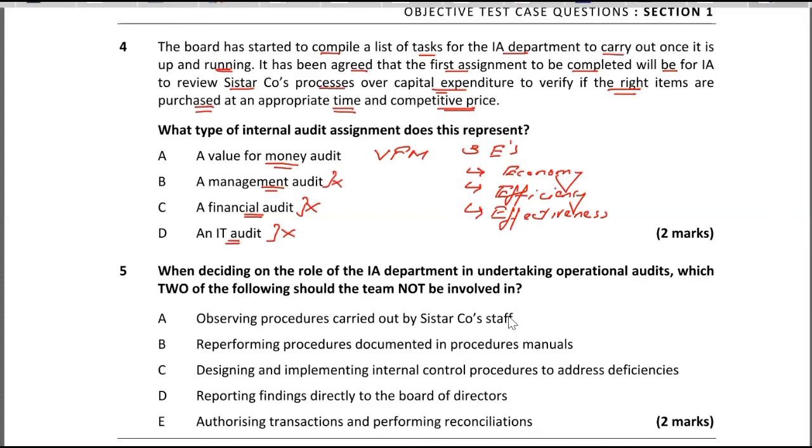So they want to confirm right items, appropriate time, and competitive price. So this represents value for money audit, VFM. This is A option.